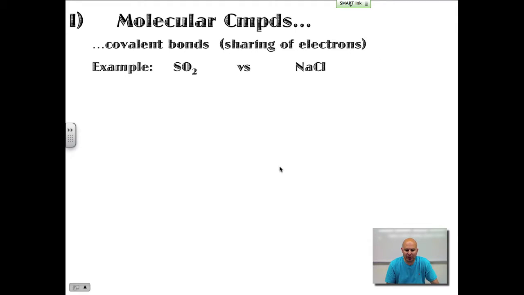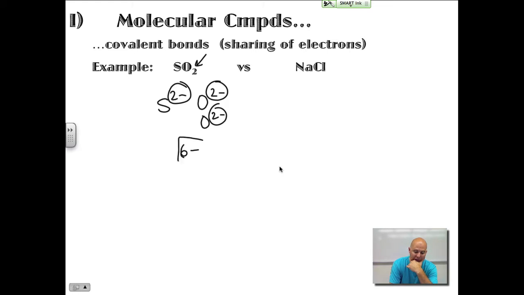Examples we might have are SO2 versus NaCl. If you look at SO2 on the periodic table, sulfur is number 16. It has a 2- charge. O on the periodic table, what's its charge going to be? 2- as well. Notice that if we have a 2- and a 2-, I don't care that you have two oxygens, we've got a whole bunch of minuses here. We don't have a balancing of charges.